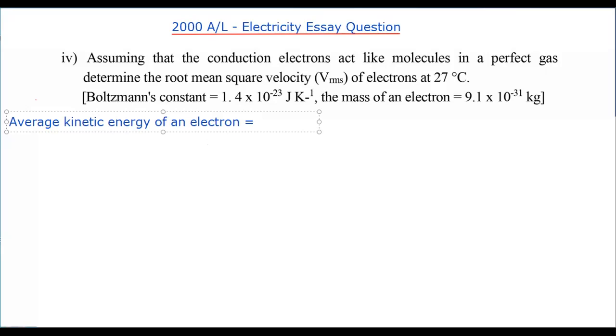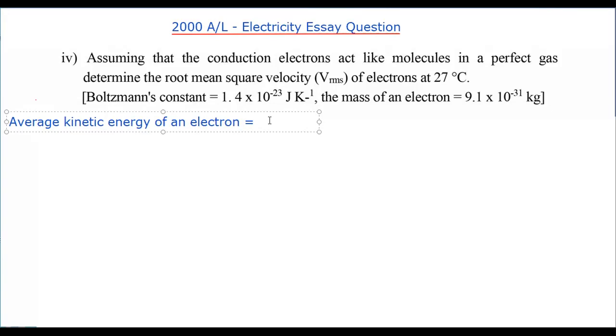Please write it like this: average kinetic energy of a free electron, which is moving freely, can be found by the following two equations. You can use any of the two equations and find the average kinetic energy of a freely moving electron.